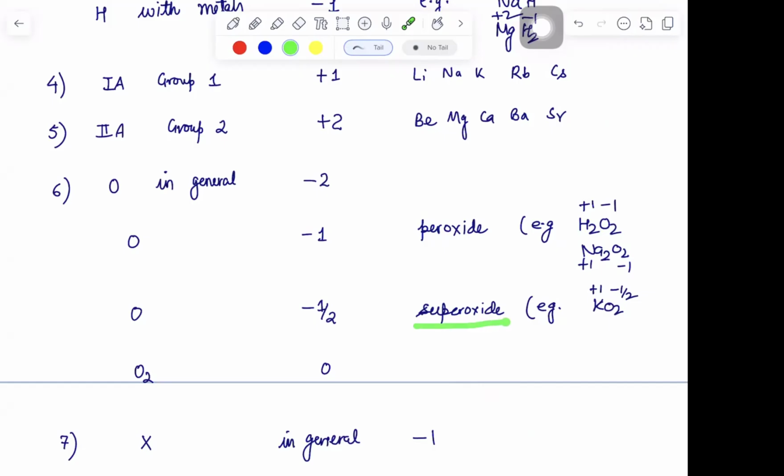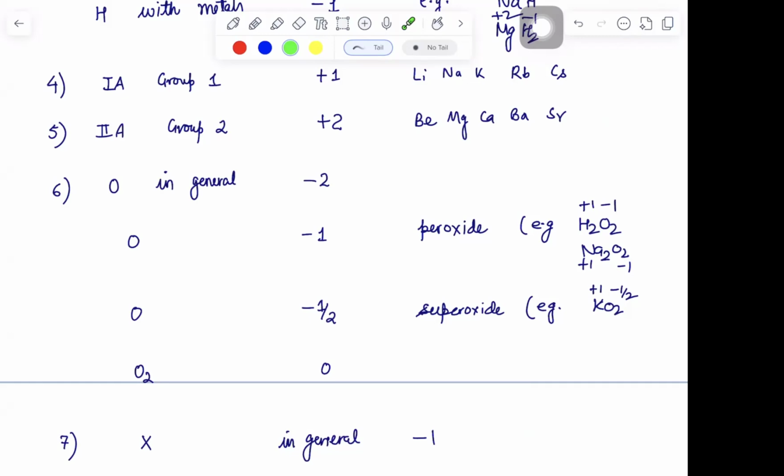Superoxide you will rarely find. You will not get many questions on superoxide, but you can get more questions on peroxide. How do you recognize peroxide? You can recall from chemical bonding: O2 with a negative charge was peroxide, -1 each. So H2O2, Na2O2, these are peroxides.